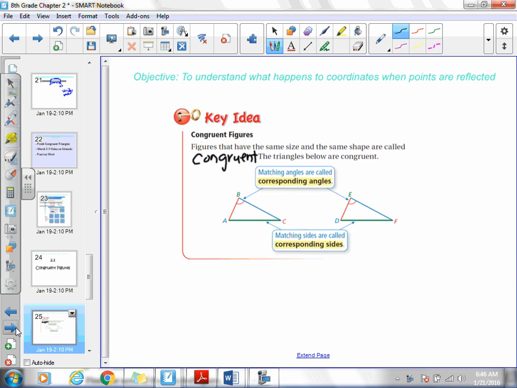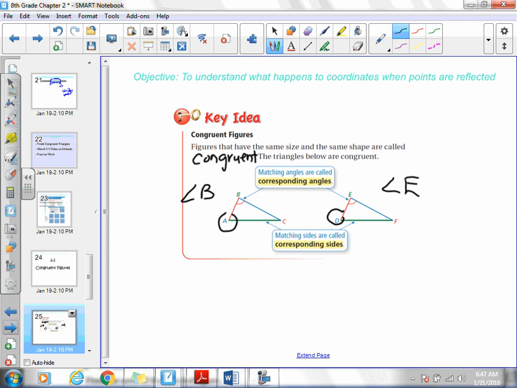The triangles below are congruent, and when we talk about things that are congruent or things that are the same, we use the word corresponding. So corresponding angles means the angles that are exactly the same size and between the same sides on two shapes. Here we'd say angle B and angle E are corresponding angles. They're on different shapes, but they're the same size. They match up.